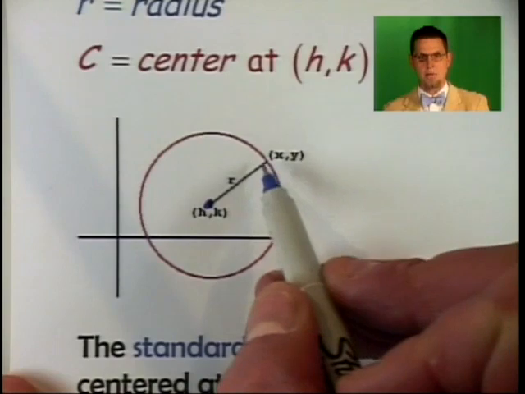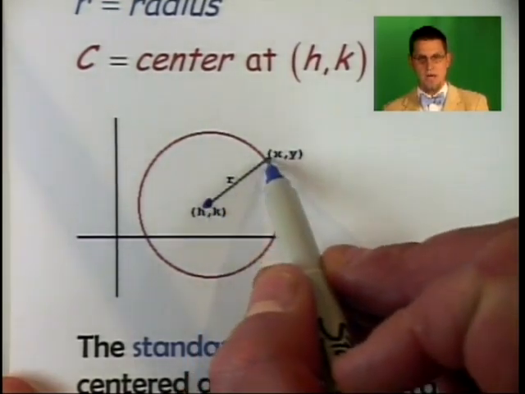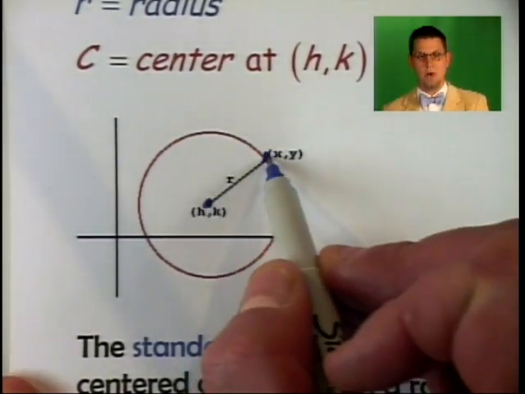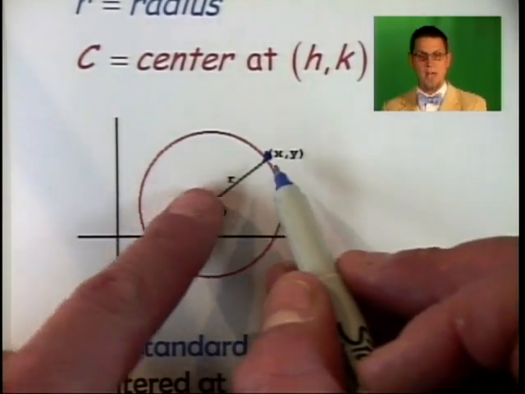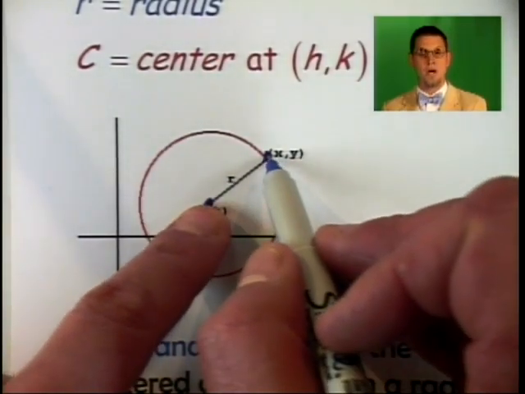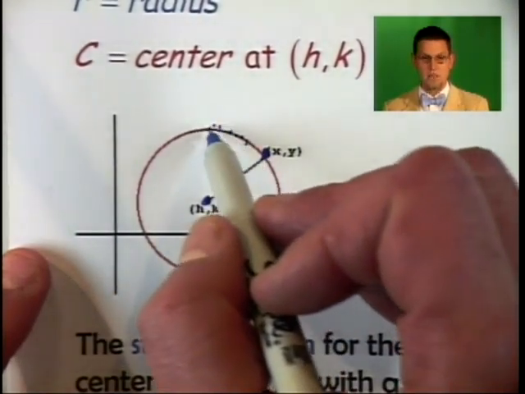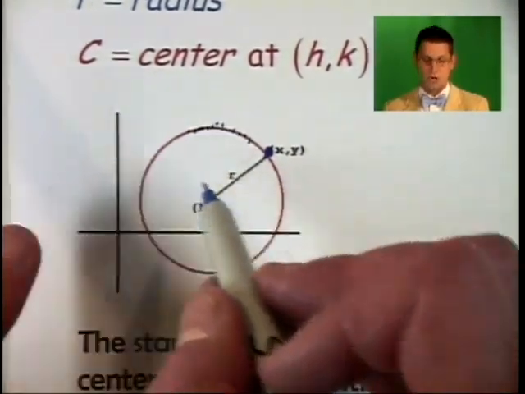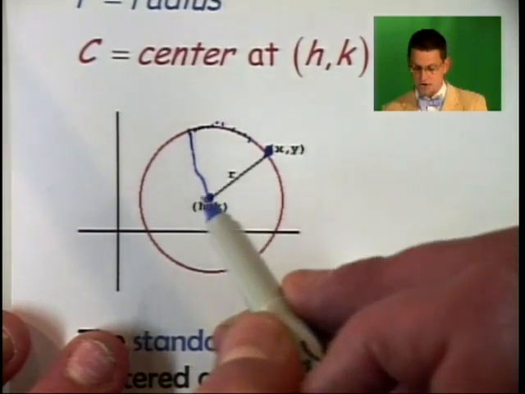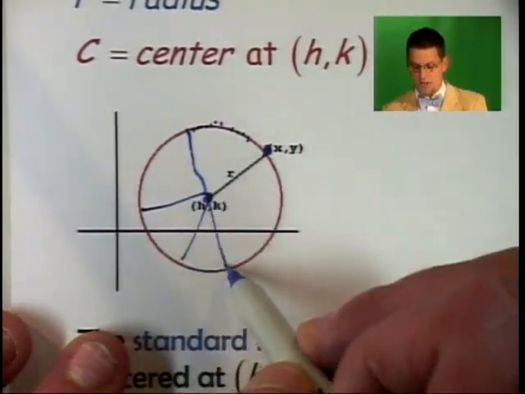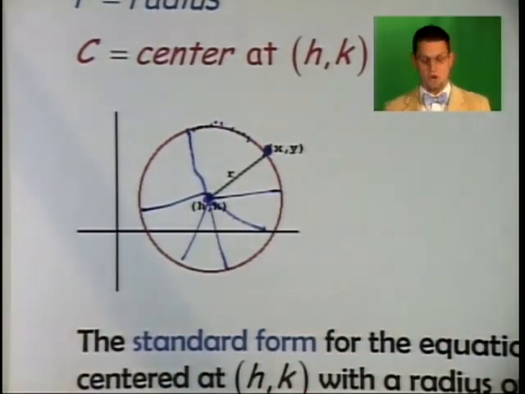If I prescribe some distance r, this could be a point that's r units away. Imagine getting a string, anchoring it down here, and the string length is r. Then you can swing it all the way around, and every single point that lies on the perimeter, or the circumference, of the circle is going to be the same distance from that center. And that's r.